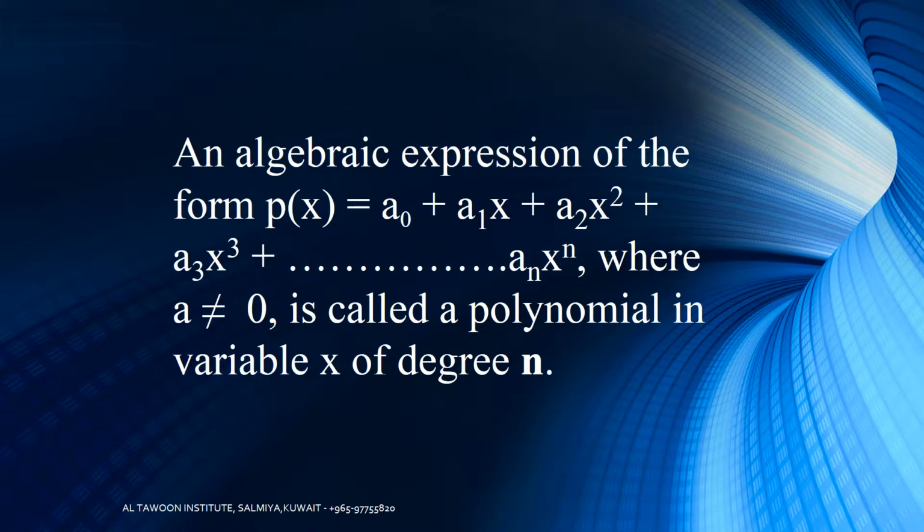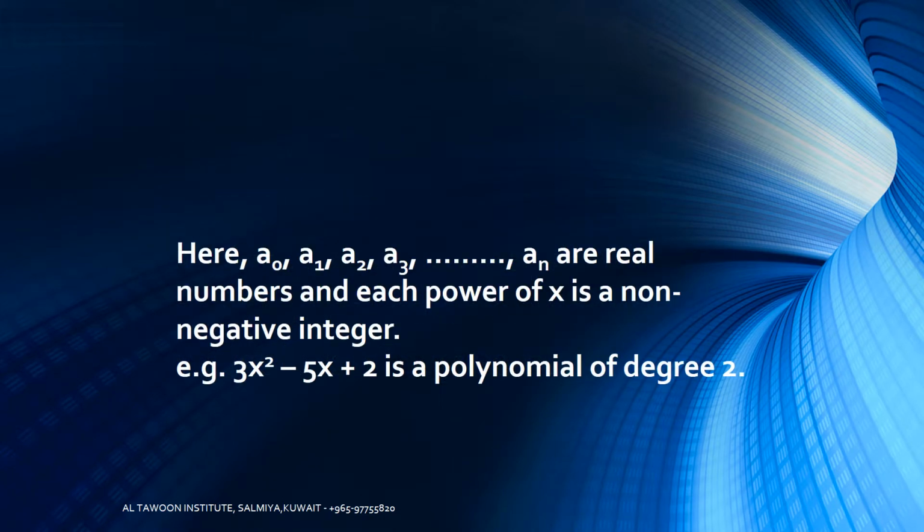An algebraic expression of the form p(x) = a0 + a1x + a2x² + a3x³ + ... + an xⁿ, where an is not equal to 0, is called a polynomial in variable x of degree n. Here a0, a1, a2, etc. to an are real numbers and each power of x is a non-negative integer.